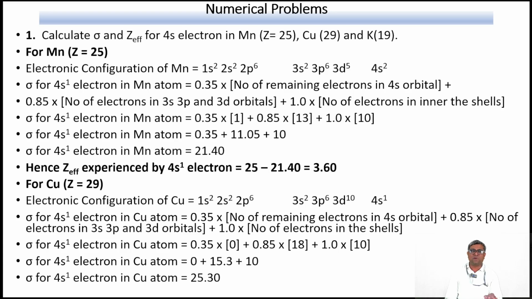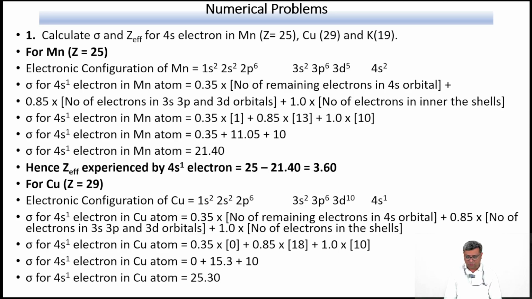Once you know the sigma value, by using the formula for Z effective, that is effective nuclear charge, we can calculate its value. We have the sigma value 21.40, and effective nuclear charge is Z minus sigma, where Z is the atomic number, that is 25. So, 25 minus 21.40 gives 3.60. So, the effective nuclear charge for manganese is 3.60.